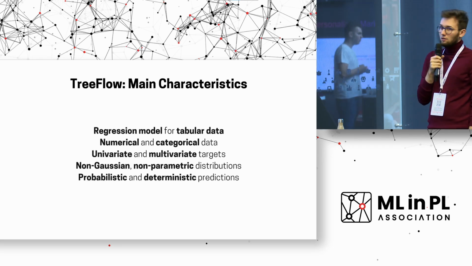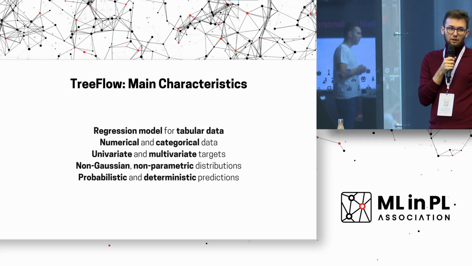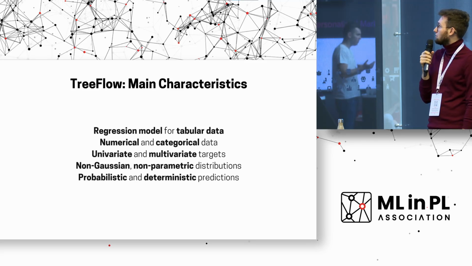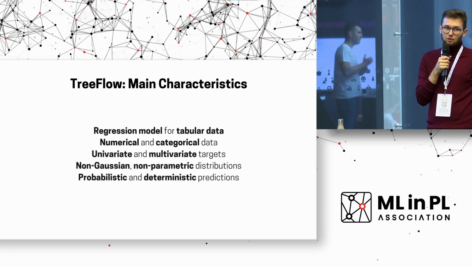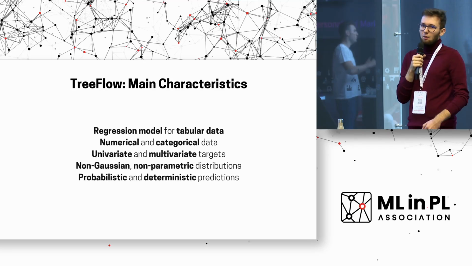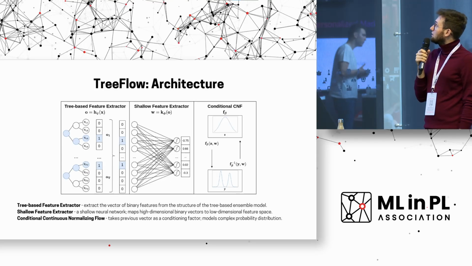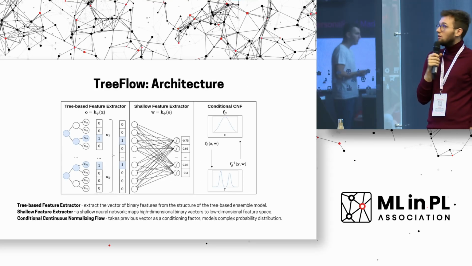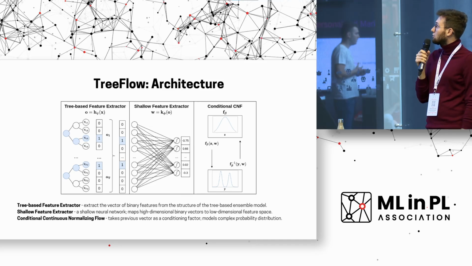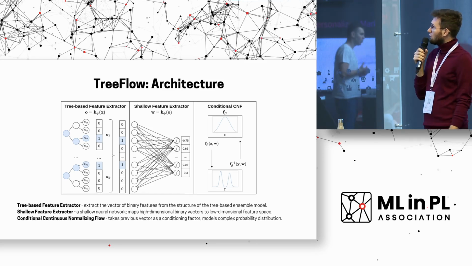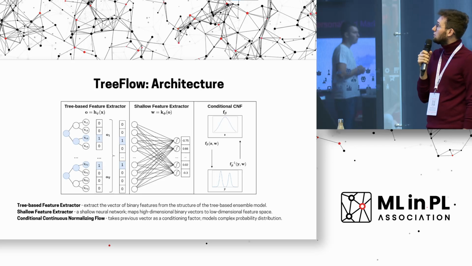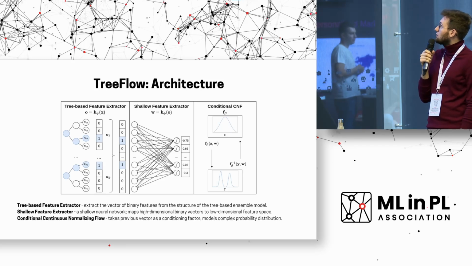And what is important, the method can return both probabilistic scores and predictions and also deterministic predictions. So we can also go back to this point prediction setup. Let's briefly discuss the architecture of the method. The method is constructed using three components. The first one is a tree-based feature extractor, the second one is a shallow feature extractor, and at the end we've got the conditional continuous normalizing flow.